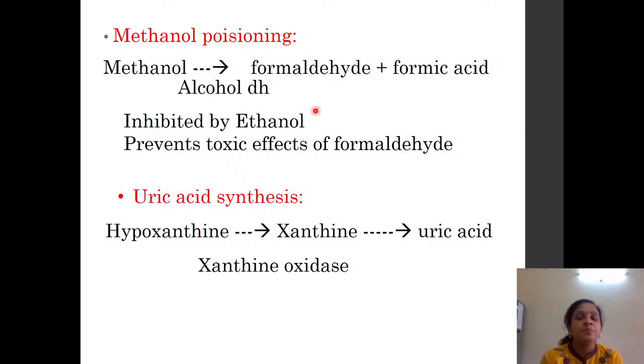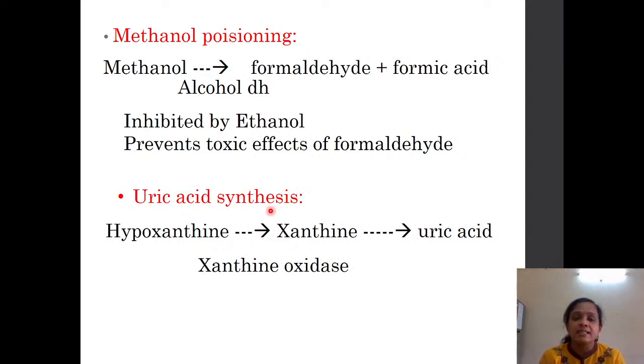In that way, ethanol competitively inhibits alcohol dehydrogenase. As a result, methanol will not get converted to formaldehyde. Hence, the toxicity of the methanol is decreased. So, once again to repeat, ethanol competitively inhibits the alcohol dehydrogenase and decreases the formation of the formaldehyde. As a result, the methanol toxicity is decreased in the human body.